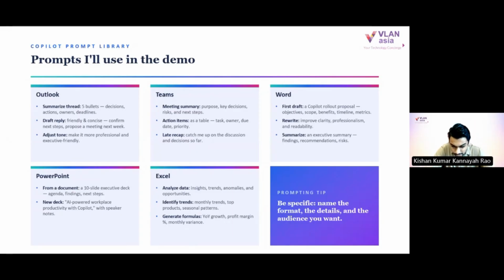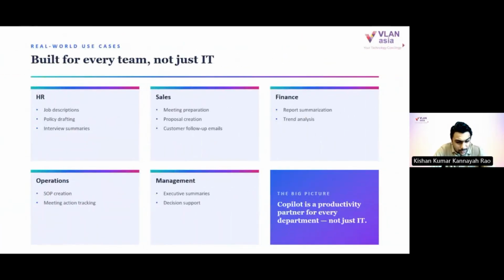The only thing that you have to remember is a tip from Mina: be specific about what you want. Name the format, the details, and the audience you want to target. These are the 3 main points that you should really focus on. It doesn't matter whether you are composing an email or preparing a Word or PowerPoint deck, make sure you give the details of what you need. With less detail, AI is very generic. Okay, so these are the use cases that I wanted to talk about.